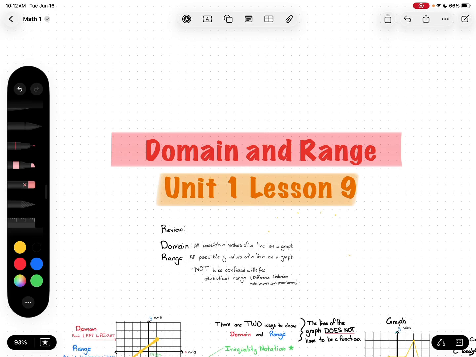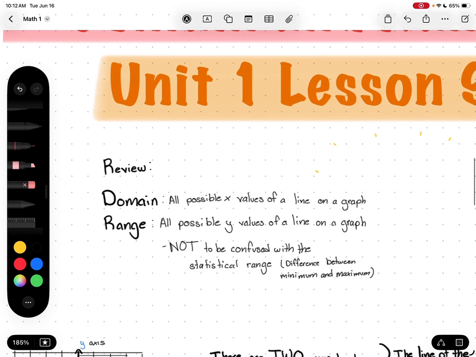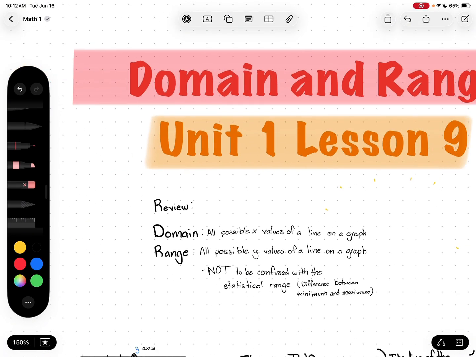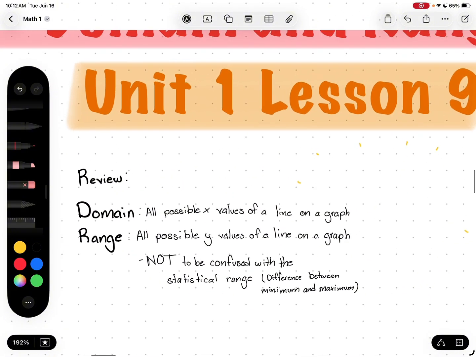Hello, this is Unit 1, Lesson 9 of Math 1 or Algebra 1, where we are doing Introduction to Domain and Range. Just as a review, domain is all possible x values of a line on a graph, and the range is all possible y values on a line of a graph. Range should not be confused with the statistical range, which means the difference between the minimum and maximum. Those are different things. Please do not get confused with those.